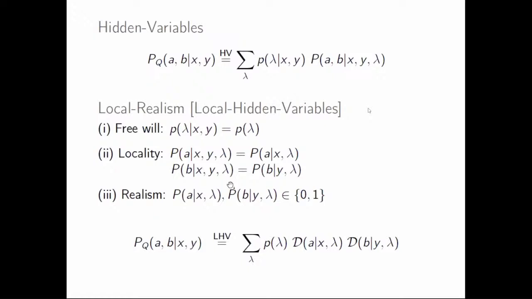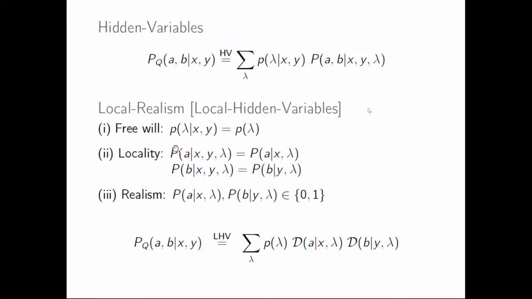And then there is this locality assumption, or sometimes also called the parameter independence assumption. And it says that the probability that Alice gets an outcome A should not depend on what measurement Bob is performing.